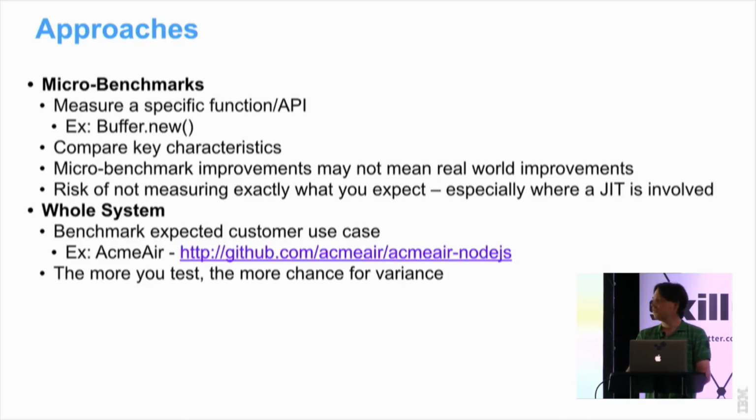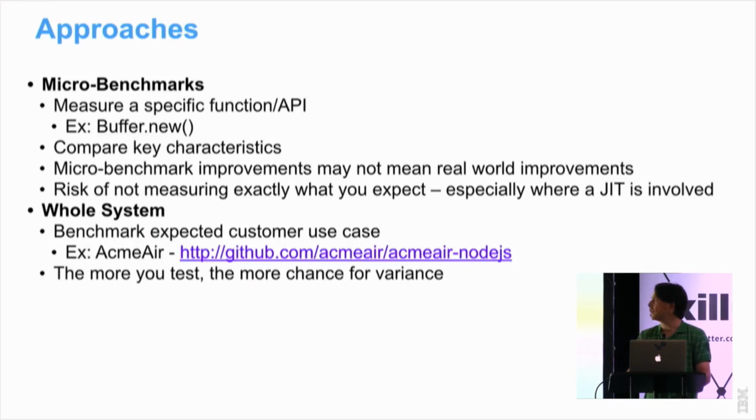Two different approaches that you can take towards benchmarking. The first one being micro-benchmarks. These can be quite good for measuring a specific function or API change, for example, creating a new buffer. It's good for comparing key characteristics. However, there are some downsides to micro-benchmarking as well.